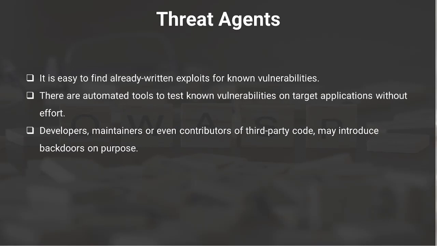It is fairly easy to find already written exploits for known vulnerabilities. There are automated tools to test known vulnerabilities with available exploits in a target application. This makes the task simple even for not-so-technical people. Most applications rely on third-party code, either libraries, modules, or packages. Anyone contributing to such dependencies may introduce backdoors.